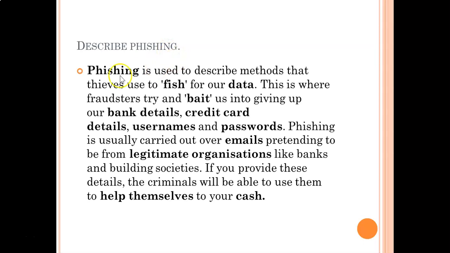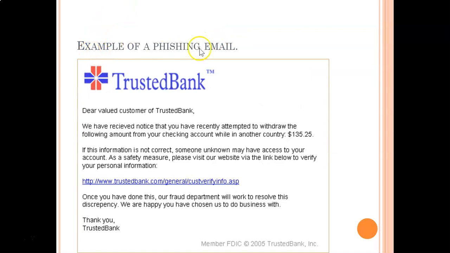Describe phishing. So phishing is used to describe methods that thieves use to phish for our data. This is where fraudsters try and bait us into giving up our bank details, credit card details, usernames and passwords. Phishing is usually carried out over emails, pretending to be from legitimate organizations like banks and building societies. If you provide these details, the criminals will be able to use them to help themselves to your cash. In a summarized form, phishing is using fraudulent emails to gain information from you. So just to show an example of a phishing email, so this is just random.